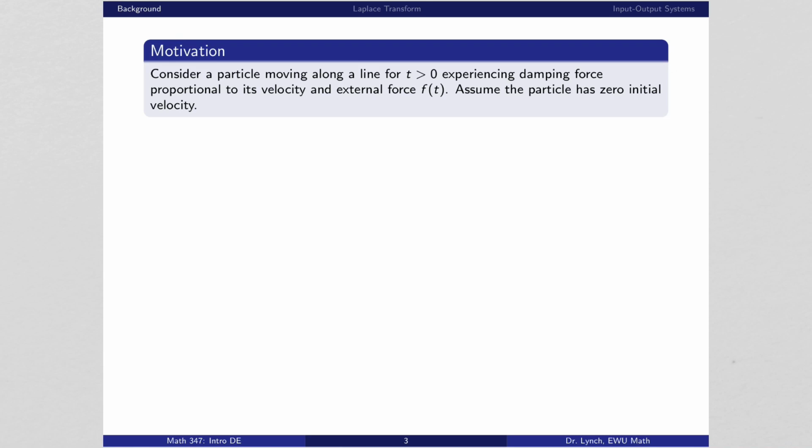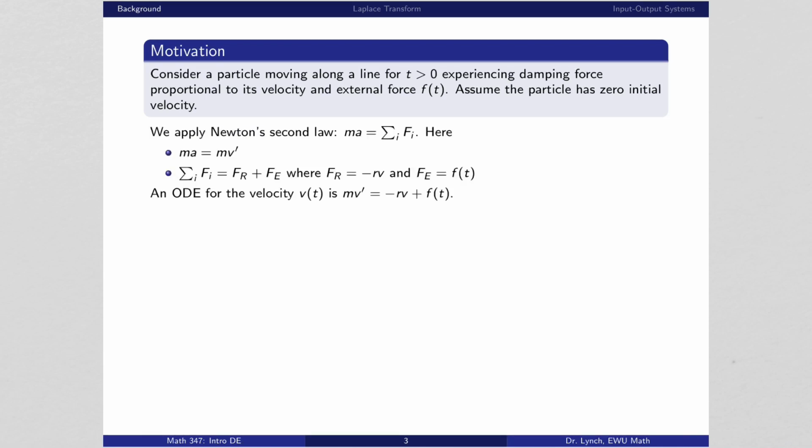So with that information, we can derive an initial value problem for it, and we'll just use Newton's second law here, that says the mass times acceleration is the sum of the forces. In this case, the mass times acceleration we'll take to be the mass times the velocity derivative, and for the sum of the forces, we'll take the sum of this resistive force and the external force. So an ODE for the velocity is m v prime equals minus r v plus this external force that we're just calling f of t.